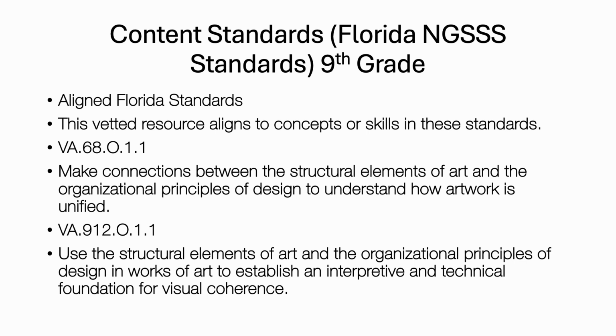The first one, VA68: make connections between the structural elements of art and the organizational principles of design to understand how artwork is unified. The second bullet point, VA912: use the structural elements of art and the organizational principles of design in works of art to establish an interpretive and technical foundation for visual coherence.